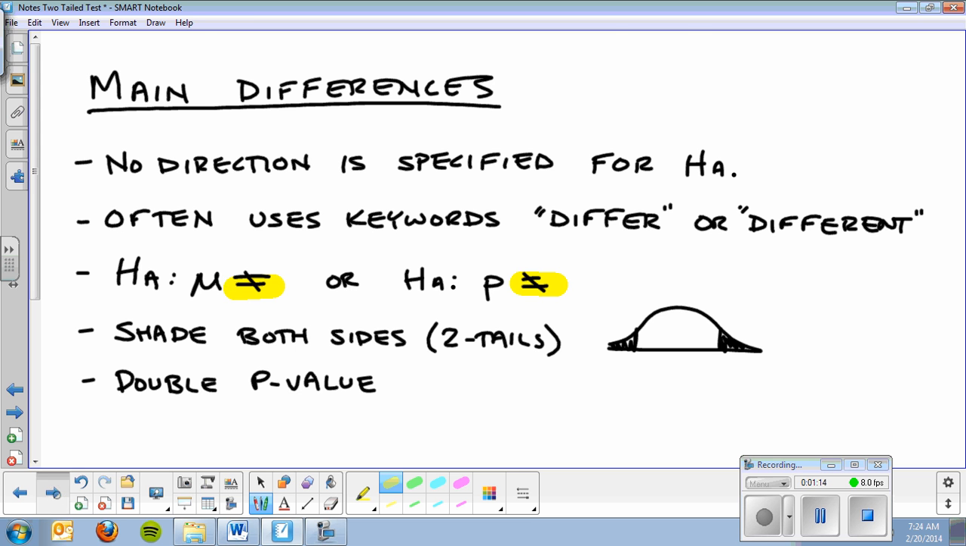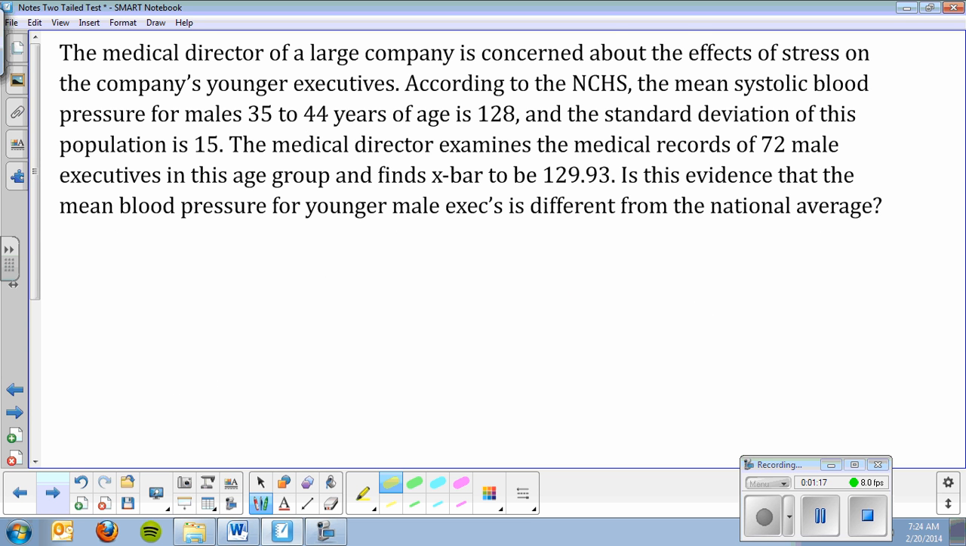Okay, so let's walk through an example. The medical director of a large company is concerned about the effects of stress on the company's younger executives. According to the NCHS, the mean systolic blood pressure for males 35 to 44 years of age is 128, and the standard deviation of this population is 15. The medical director examines the medical records of 72 male execs in this age group and finds x bar to be 129.93. Is this evidence that the mean blood pressure for young male execs is different than the national average? So, first keyword, different. It doesn't say less than or greater than, so I'm actually going to do both directions.